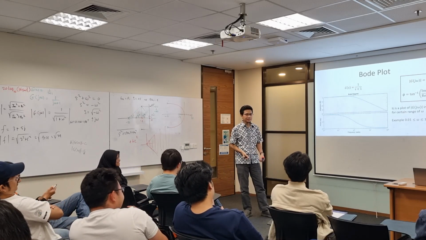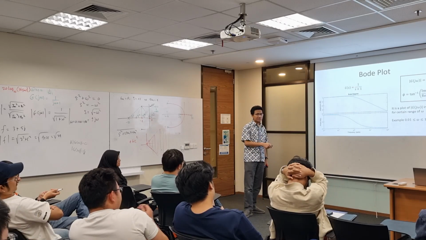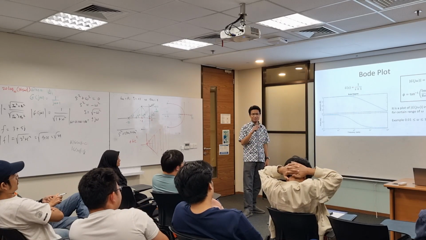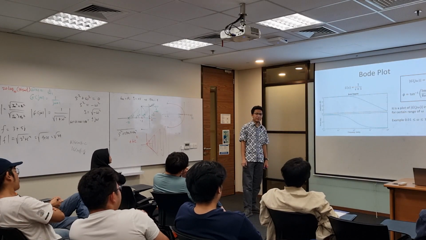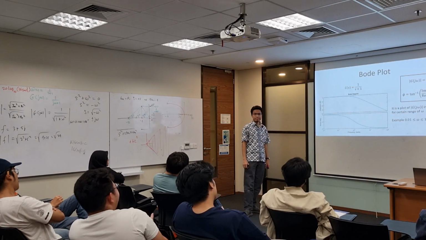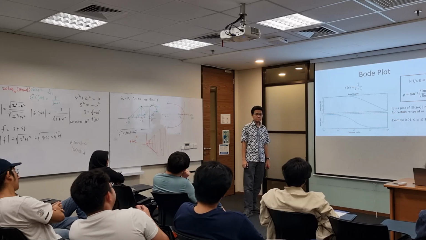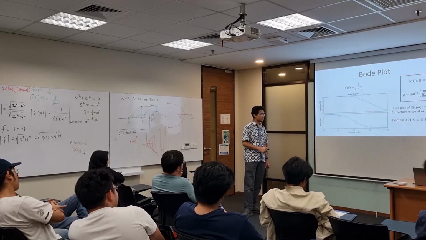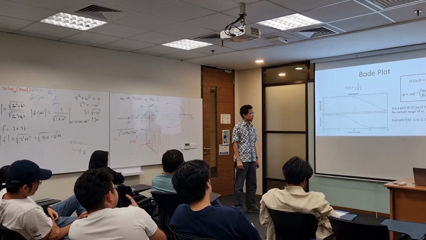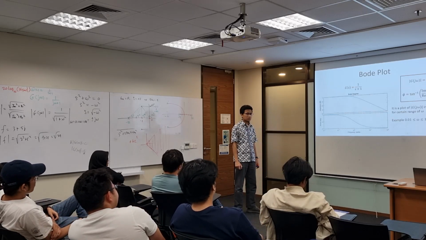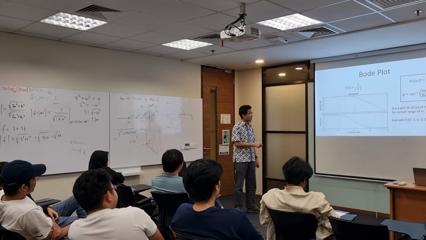How do you get this plot? Just go to MATLAB and write down the Bode diagram of the system. One is the magnitude, one is the phase. Let's go. Which one? This shape?